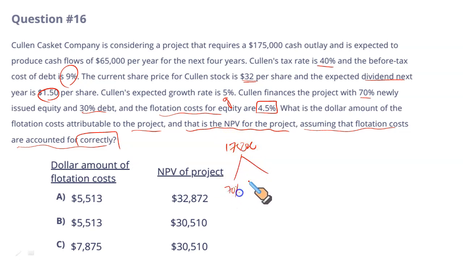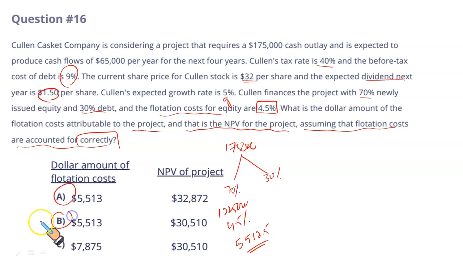70% of this would come from equity and 30% would come from debt. 70% of this amount becomes $122,500. And 4.5% of this amount is your flotation cost. If you calculate 4.5% of 122,500, it is $5,512.5, which is approximately 5,513. So either A or B. If you just want to guess, either A or B would be the right answer.